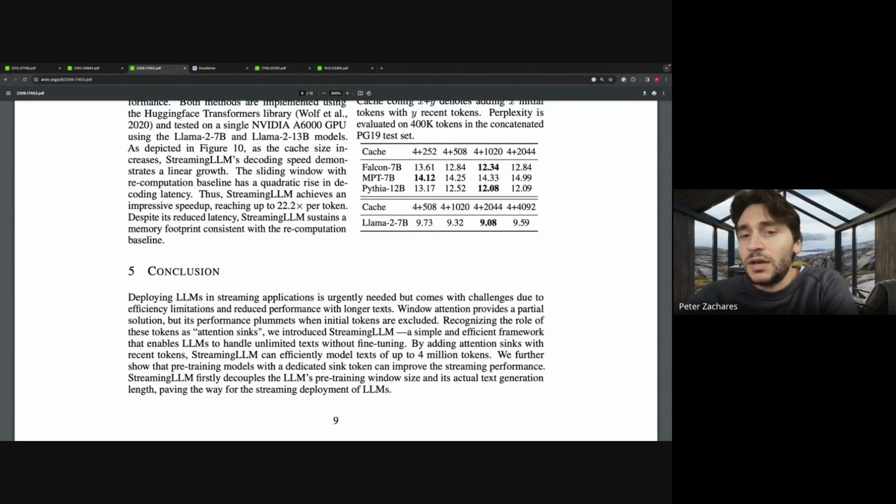But it's showing that attention sinks are a behavior within transformers and these large language models, and that we need to take them into account if we want to perform fast and efficient streaming generation of text. That's the paper. Thought it was super interesting.